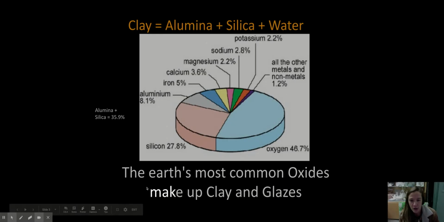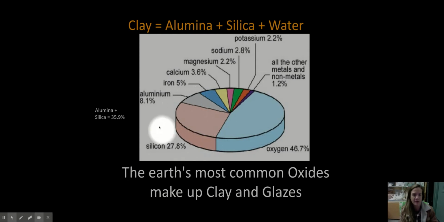This pie chart is showing all of the Earth's most common oxides. And what I found exciting about this pie chart is you look at this, alumina and silica together make up a big chunk of the pie. That's almost 40% of the Earth's oxides, or the materials found on Earth, basically the basic building blocks of clay. And then when I look at these other oxides like iron, calcium, magnesium, sodium, potassium, these oxides are very common additives in clay and glazes that give them their special properties like color.